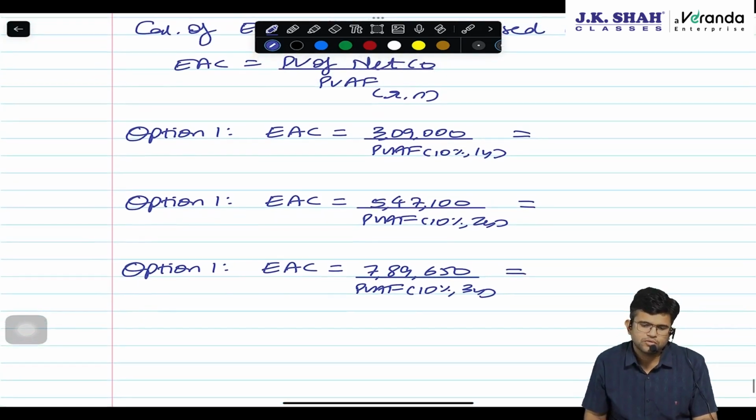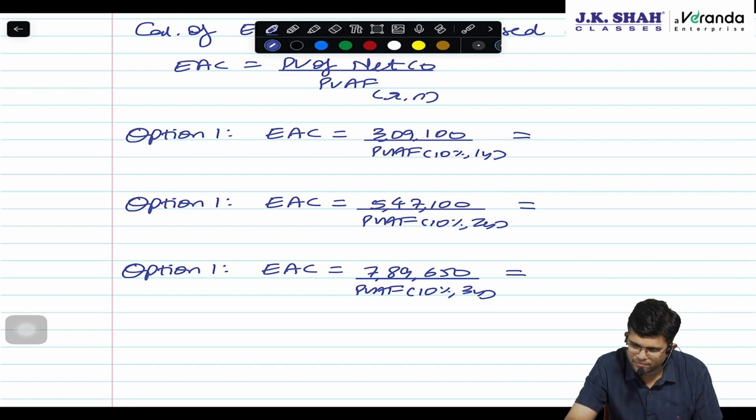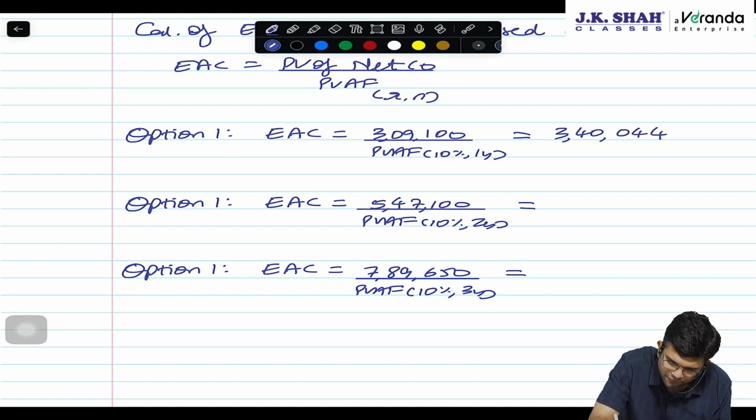So students, I have to take all decimals now. 1 divided by 1.1 and 1, that is basically 0.909. You want to stick to 3 decimals for the whole question. 309,100 divided by 0.909. This is 340,044.